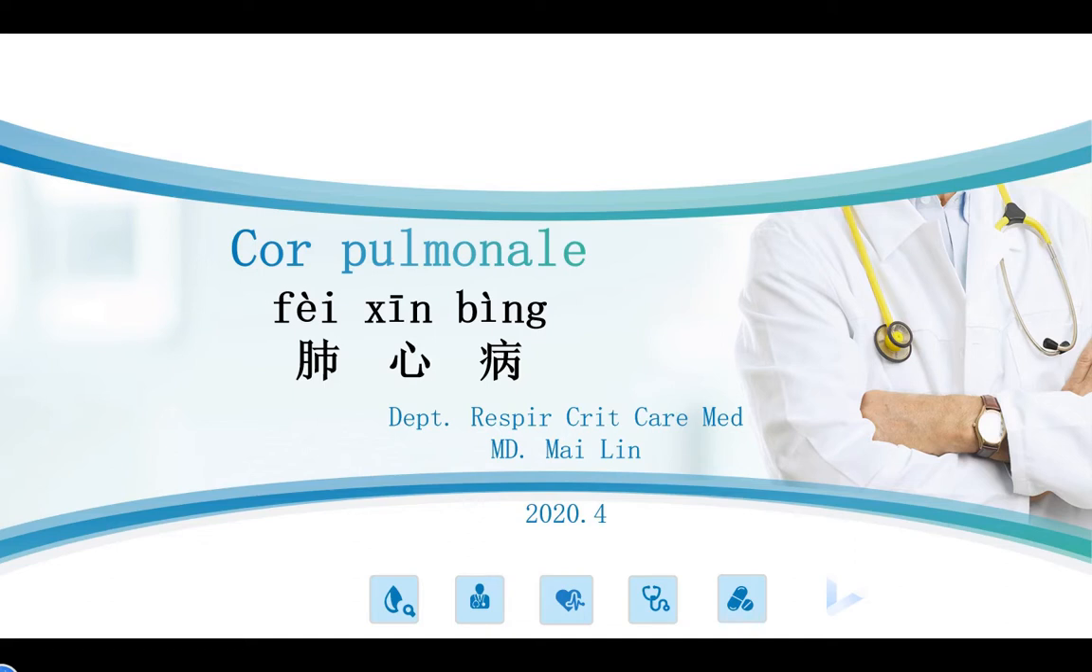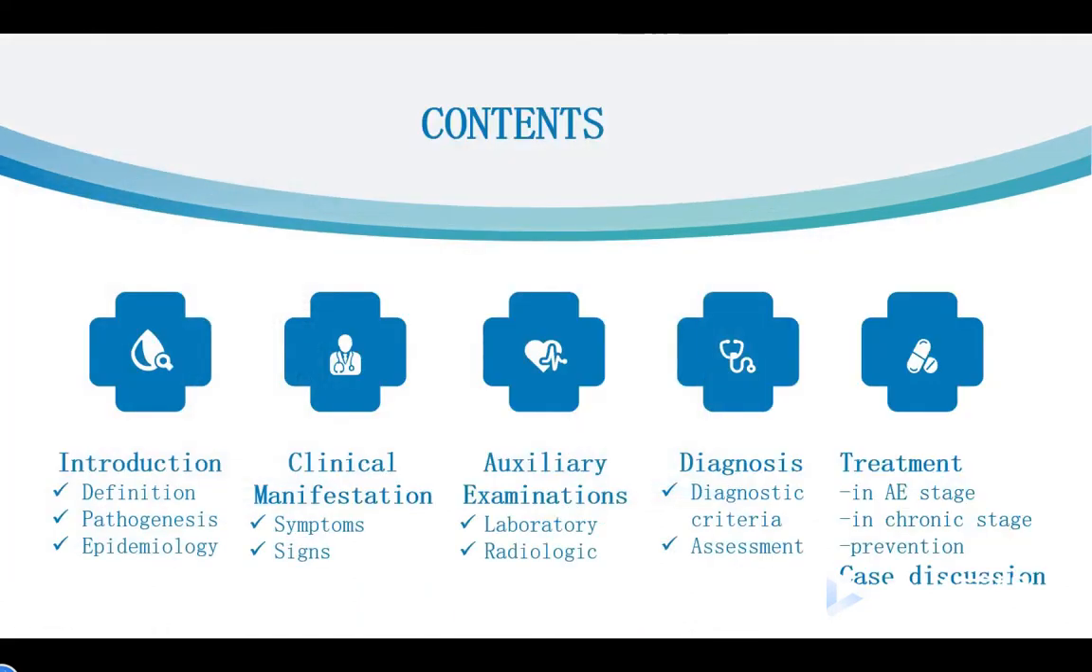In this class, we will learn a new disease, the cor pulmonale. In Chinese, it's called 肺心病. We will learn about the introduction, clinical manifestation, auxiliary examinations, diagnosis, and treatment for the cor pulmonale.